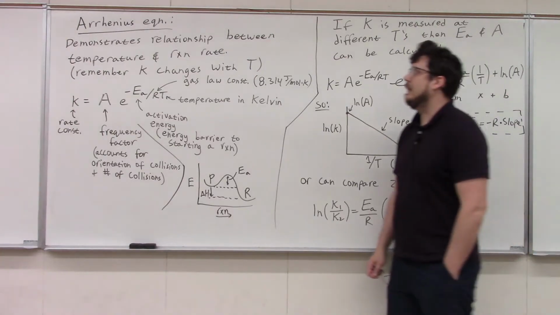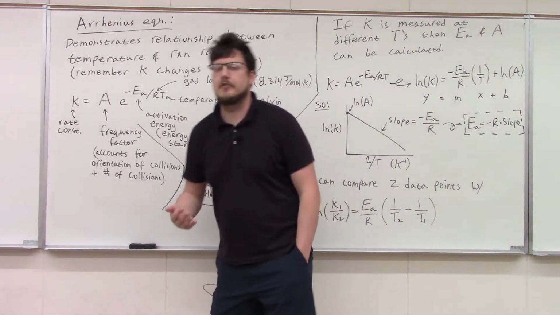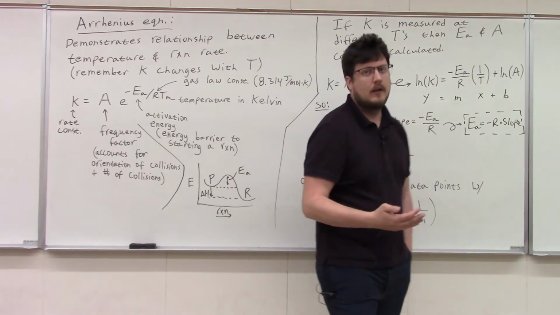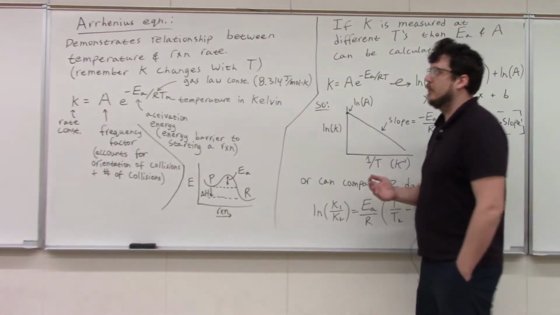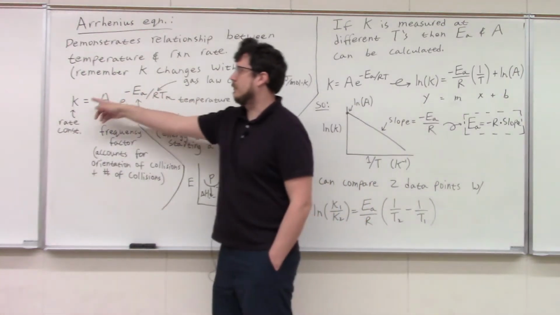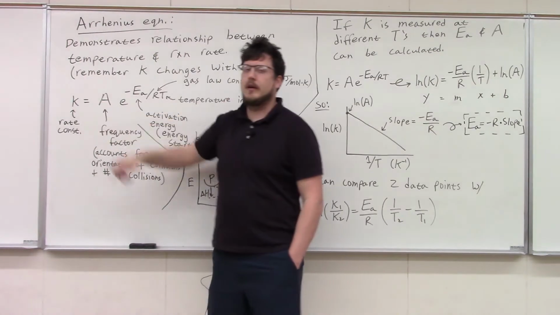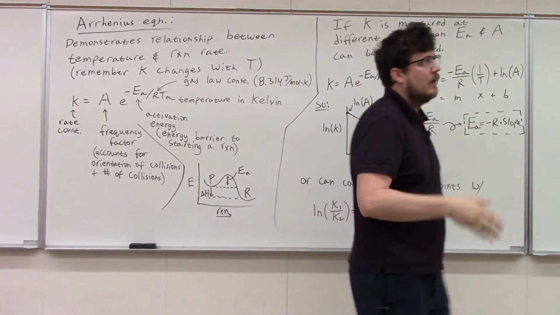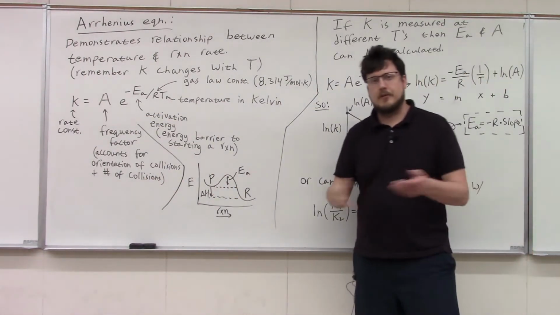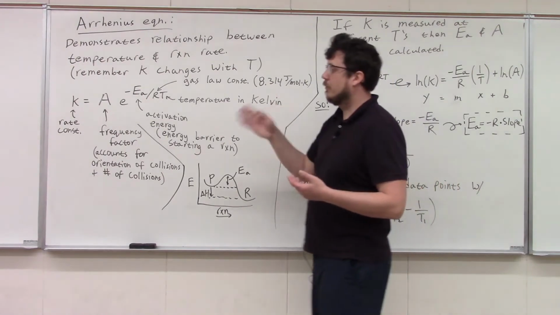All right, so it's the Arrhenius equation that shows this relationship between temperature and our reaction rate, but we don't have rate anywhere in this expression. But what we have is the rate constant. So the behavior of our reaction rate and how it changes with temperature is actually controlled through the rate constant.